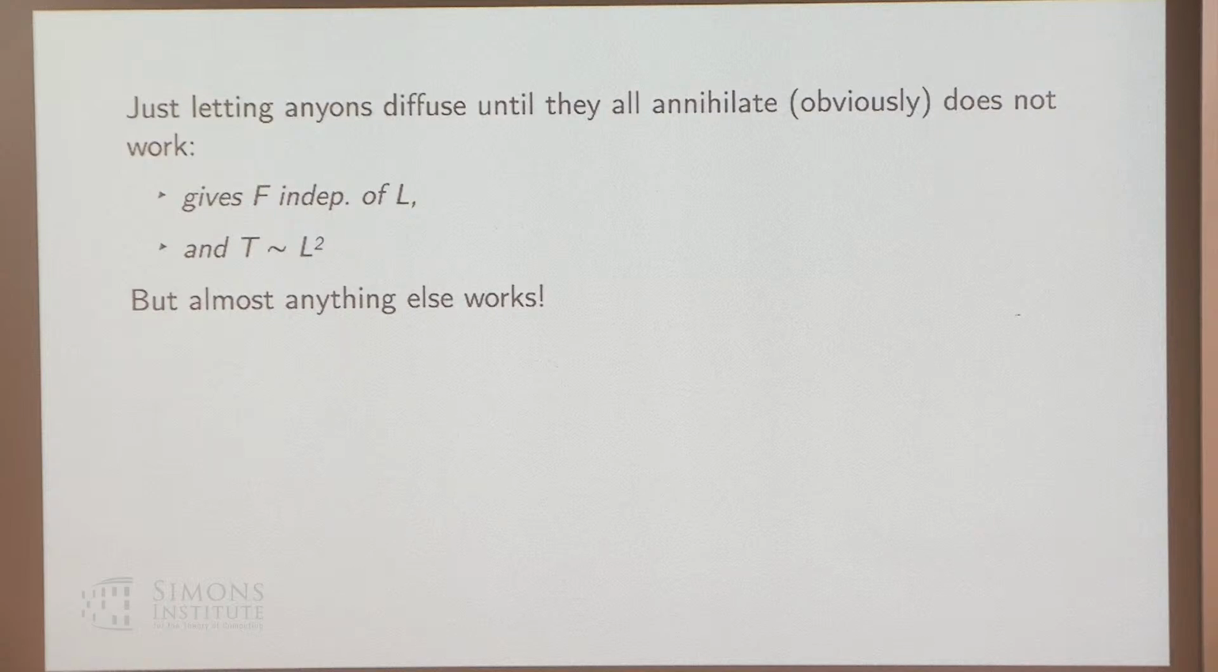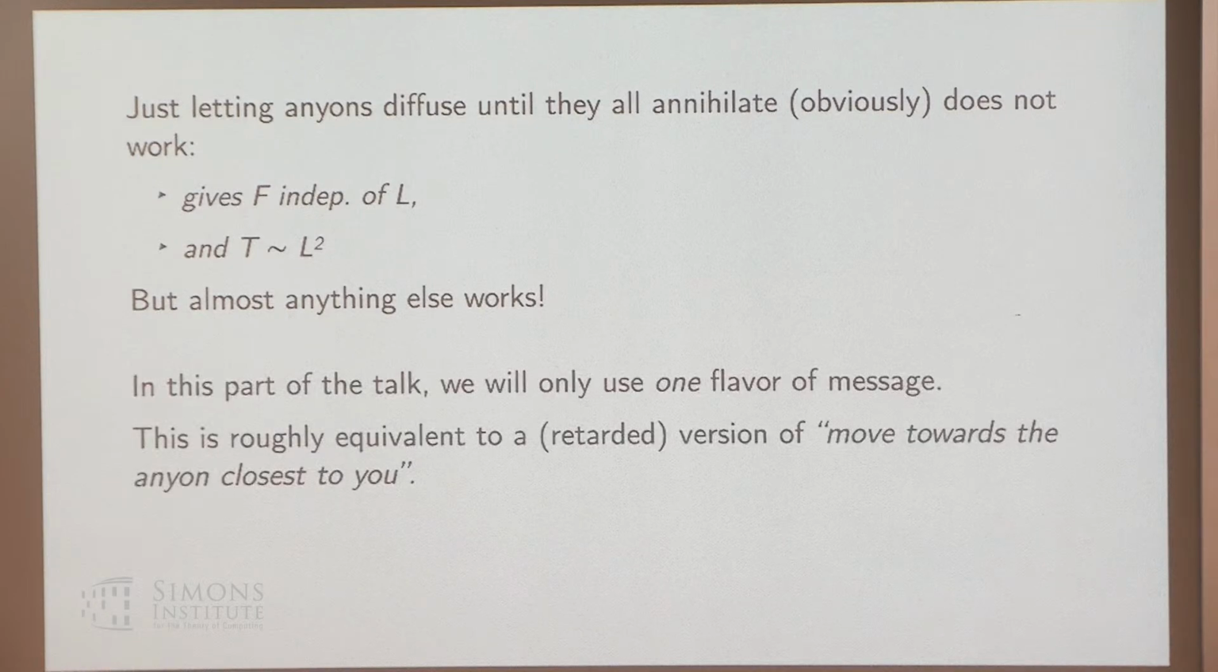Of course, just letting the anyons randomly diffuse around without adding any attractive interactions between them doesn't work. This gives you a fidelity that doesn't care about L, and a decoding time which is diffusive, scaled by L squared. So that's not doing anything, of course, it doesn't work. But actually, almost anything else does work and does give you a good offline decoder. When I say almost anything else, I mean almost any attractive interaction between anyons.